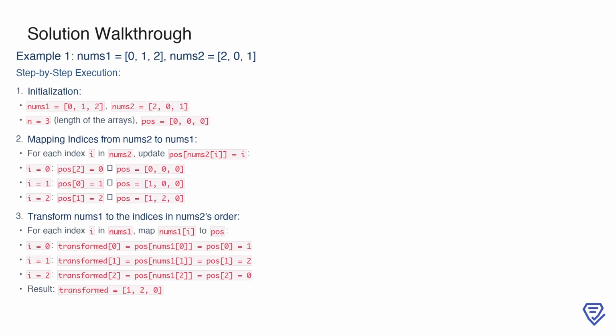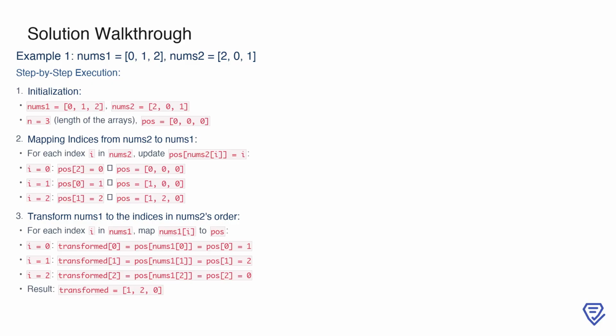Next, we map the indices of nums2 to the positions array. For each element in nums2, we set POS[nums2[i]] to i. For example, when i is 0, nums2[0] is 2, so POS[2] becomes 0. Similarly, for i equals 1, nums2[1] is 0, so POS[0] is set to 1, and for i equals 2, nums2[2] is 1, so POS[1] becomes 2. At this point, POS is updated to 1, 2, 0.